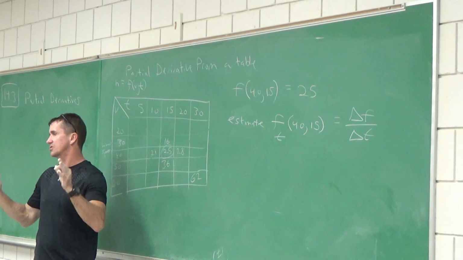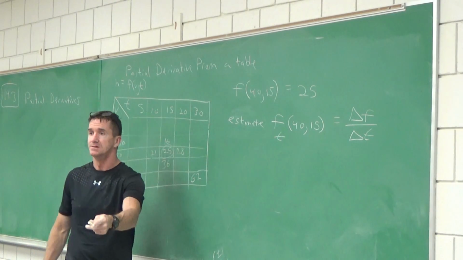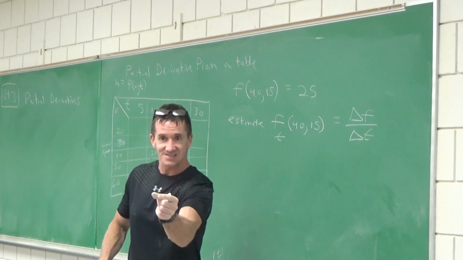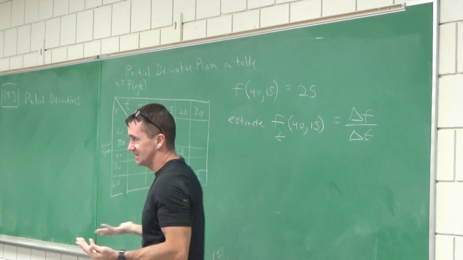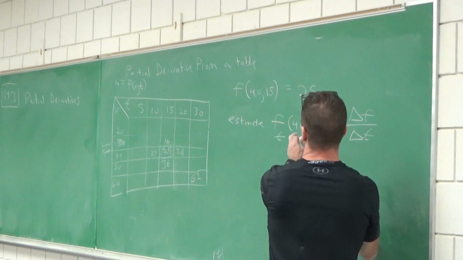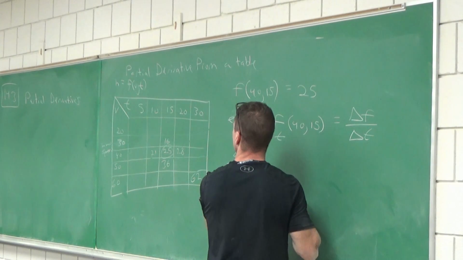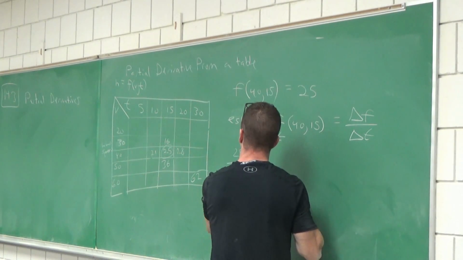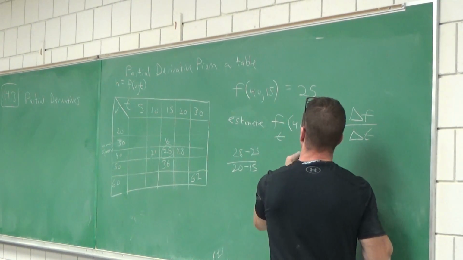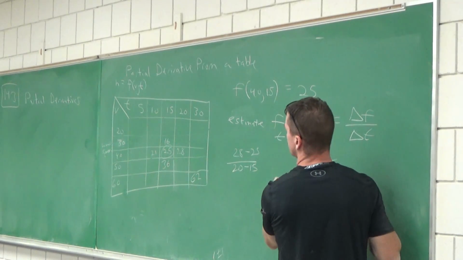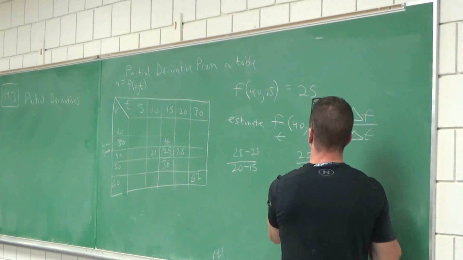Okay, I just wanted to make sure, if you're looking in the back of the book, who I call Bob, Bob's going to do what? One side, the other side, and take the average. So I'm going to do that. Well, let's try it. 28 minus 25 over 20 minus 15. Also, I can do what? 25 minus 21 over 15 minus 10. Did I hit that right?